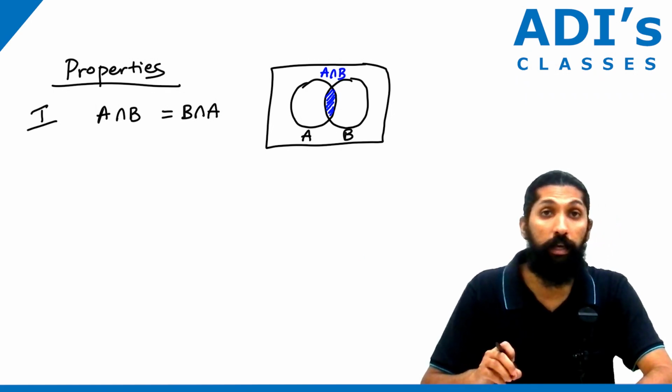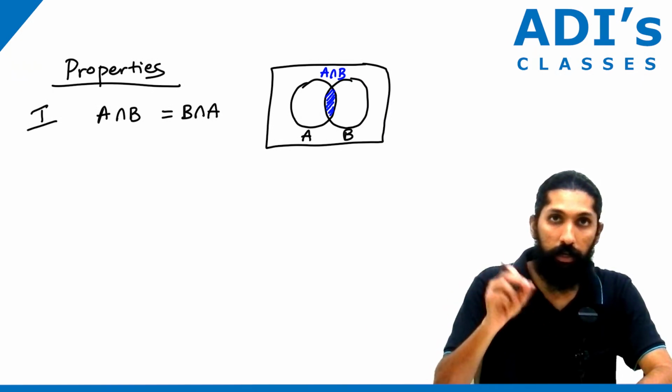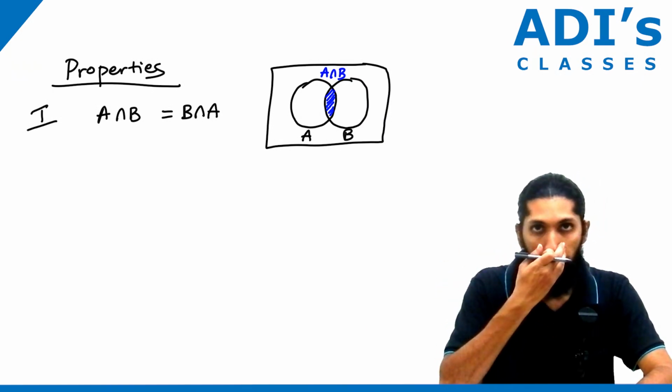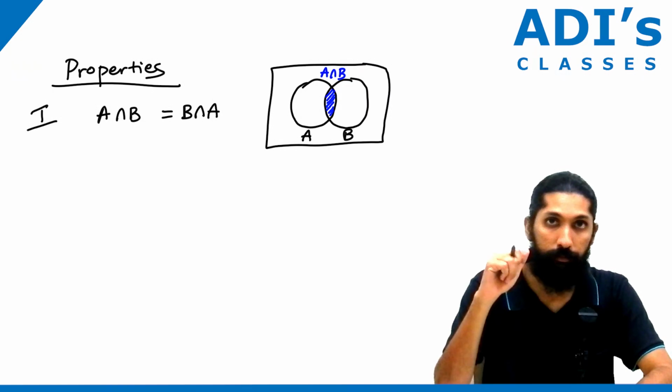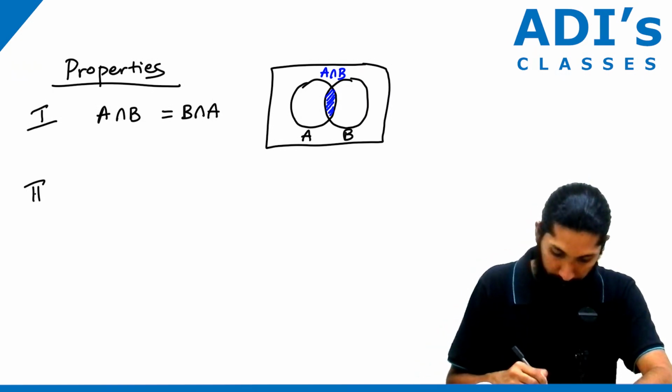Since you have this as A intersection B, and B intersection A, it's the common area, isn't it? So it is commutative. Alright. The next property is associative.